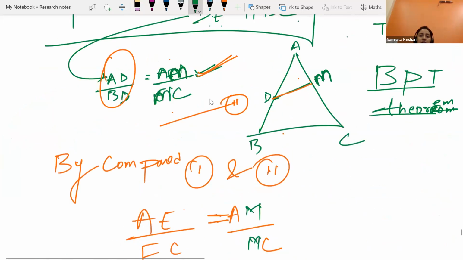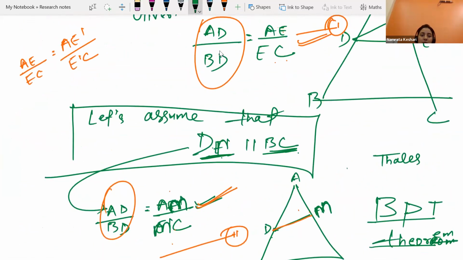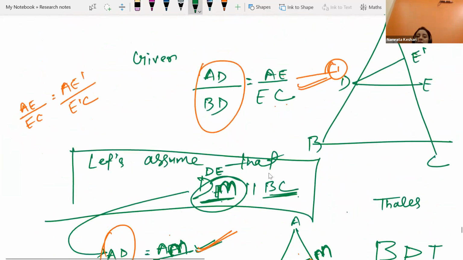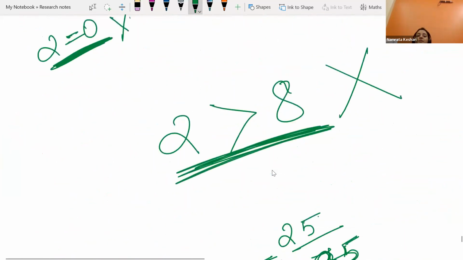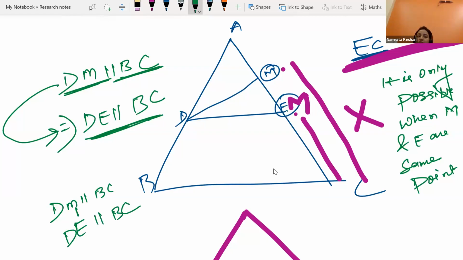Okay, then our assumption, let's assume that DE is parallel to BC, or maybe DM is parallel to BC. That means this DE is parallel to BC, क्योंकि M और E एक ही पॉइंट है, ये दो अलग अलग पॉइंट नहीं है. तो हमारा जो assumption था DM parallel to BC, M के प्लेस पे E भी हम लिख दें तो कोई फर्क नहीं पड़ेगा और हमारा प्रूफ डन.